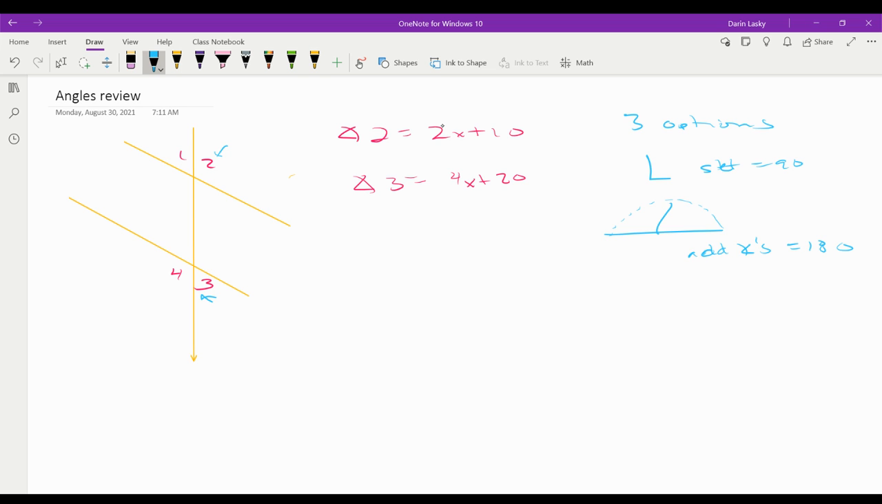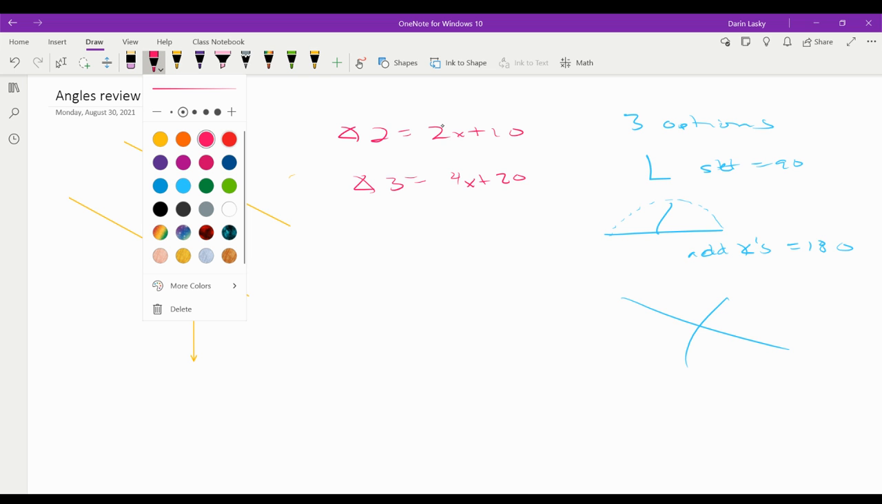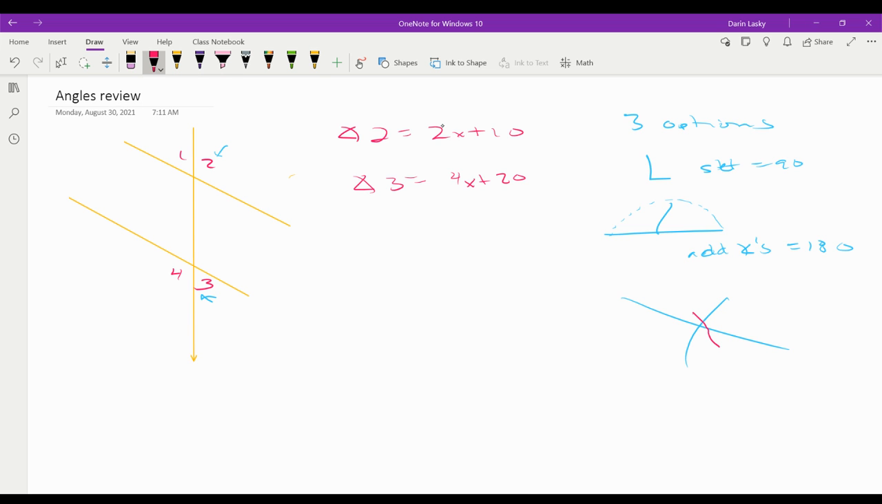Or you have angles that are across from each other. They're directly across the X like this. Let's call this angle A, and we'll call this angle B. That means that angle A is equal to angle B. These are called vertical angles. They're called corresponding angles and all these different things, but we'll just call them vertical angles.